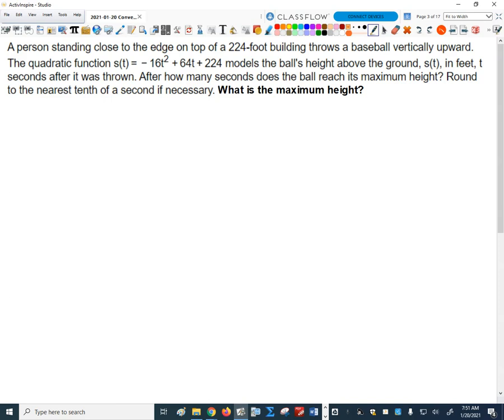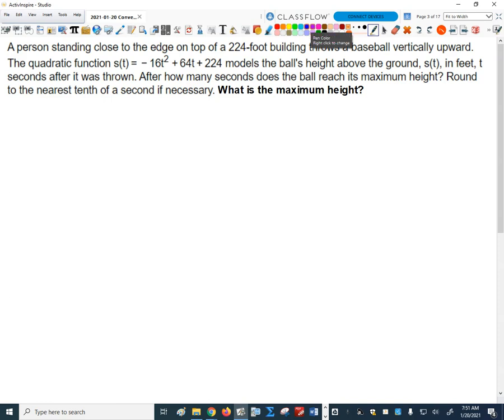The quadratic function S of t equals negative 16t squared plus 64t plus 224 is what models the ball's height above the ground, which is going to be S of t, as a function of t, which is the number of seconds after it was thrown. So we want to answer a couple questions here. After how many seconds does the ball reach its maximum height, round to the nearest tenth, and then what is the maximum height?